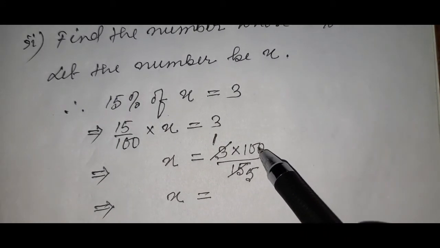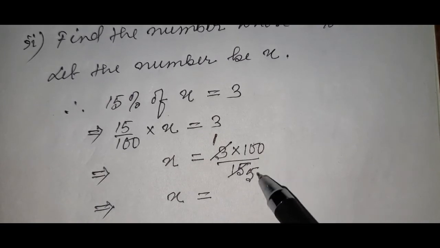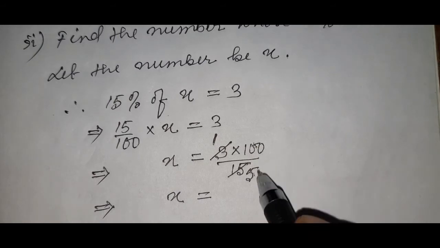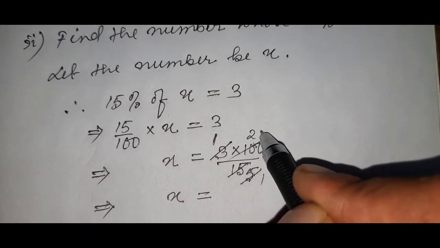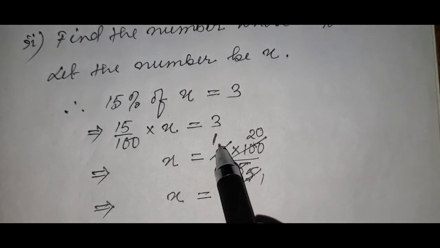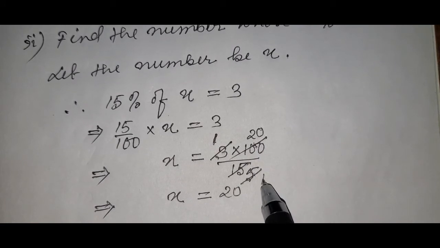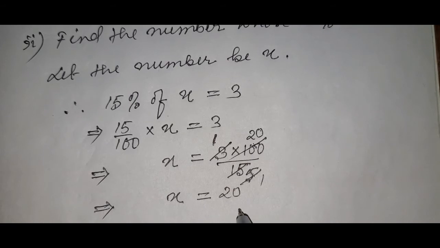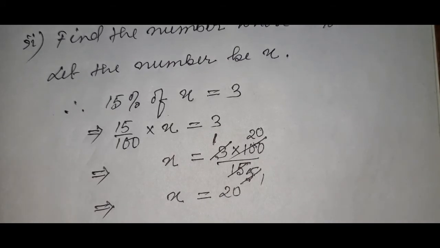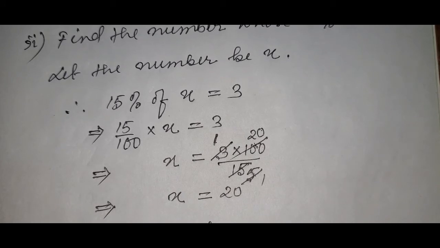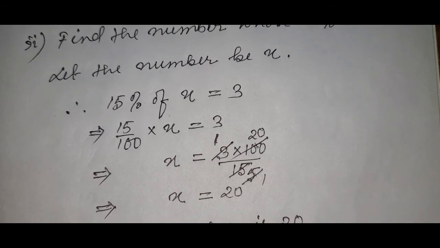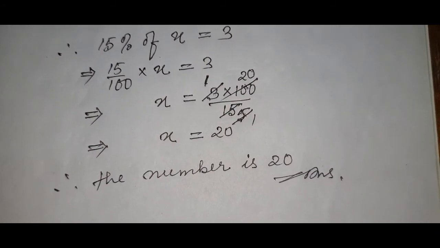Again look at this 100 and 5. These two numbers are both divisible by 5, so we're going to divide both by 5. So 5 ones are 5, 5 twos are 10, and then you have here 0. So now you have 1 and 20 in the numerator. 1 into 20 is 20, and in the denominator you have only 1, so no need to write that 1. Therefore the number is 20. This is our answer. Therefore the required number is 20.